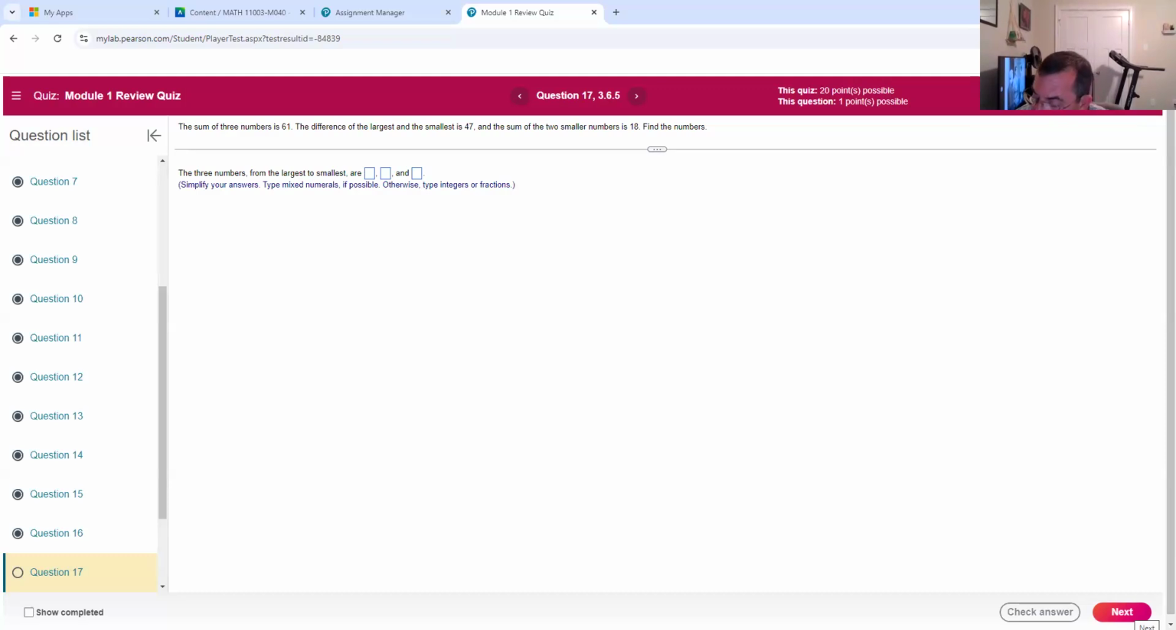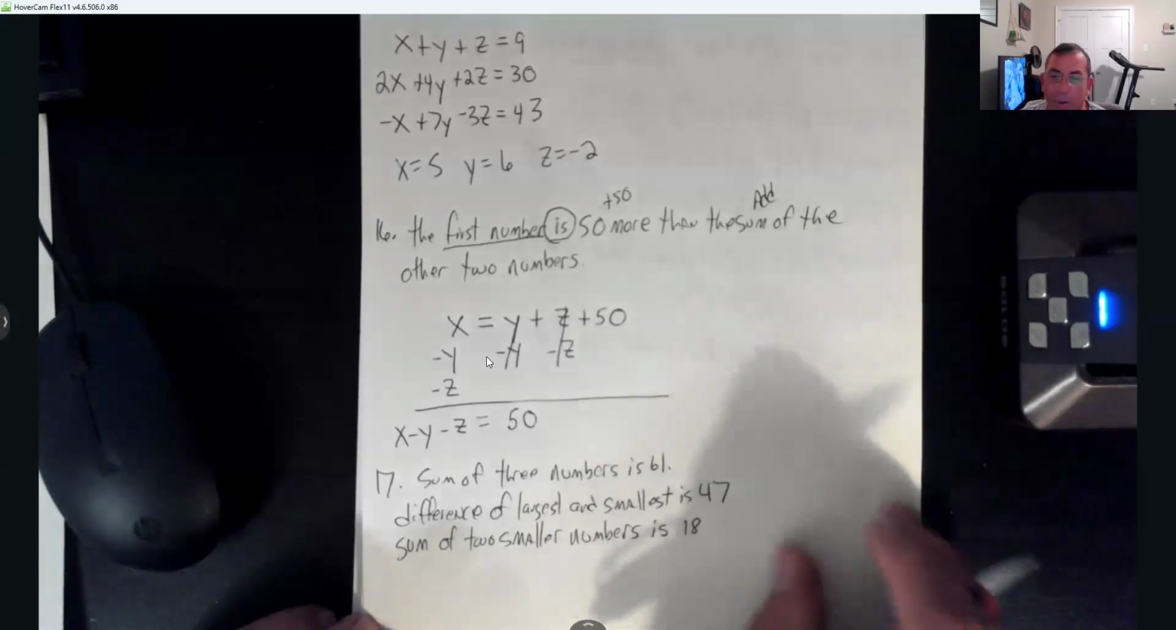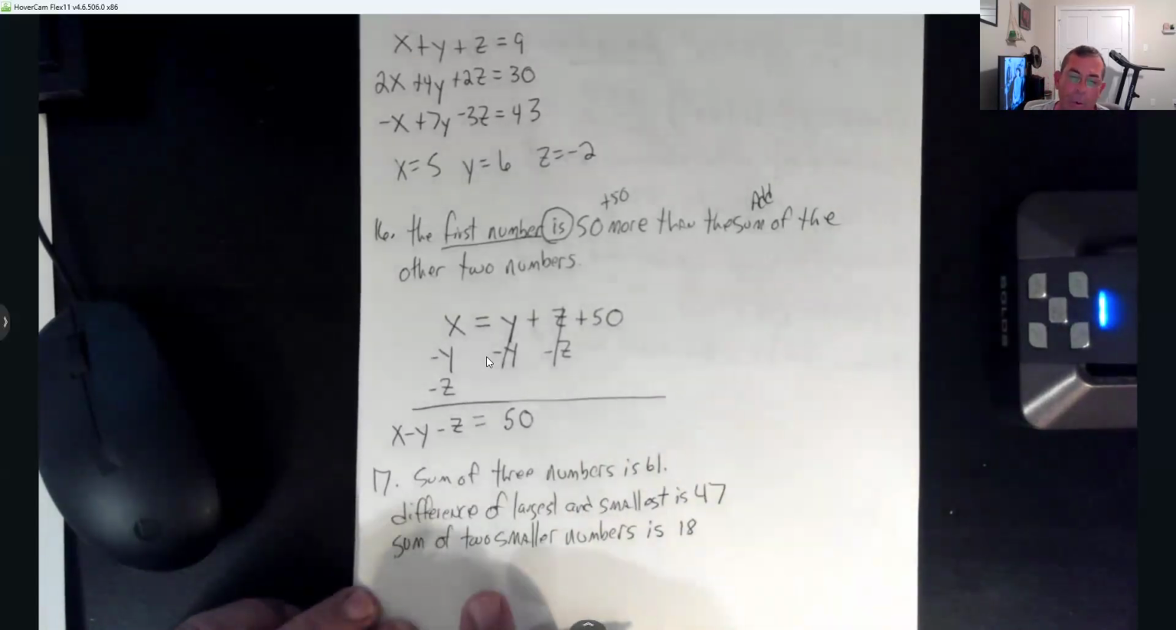The difference of the largest and smallest is 47. And then the sum of the two smaller numbers is 18. So they want us to find the numbers, and they want them to go from largest to smallest. Okay. So let's come up with our little matrix and then we'll go put that in.